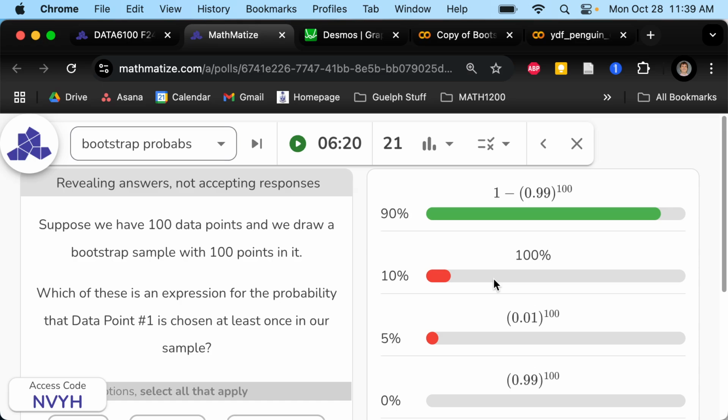It's not 100%. You might think it's 100% because the chance of it getting chosen any time is 1%, right? You have 100 data points. What's the chance you choose data point number 1? It is 1 over 100, or a 1% chance. So you have a 1% chance to choose it 100 times, and you're repeating this over and over again. So a 1% chance over and over again.